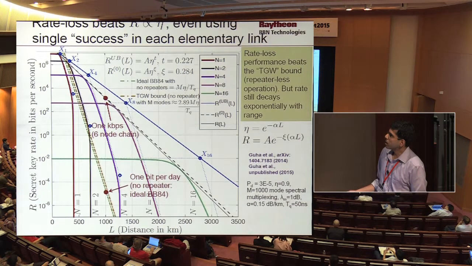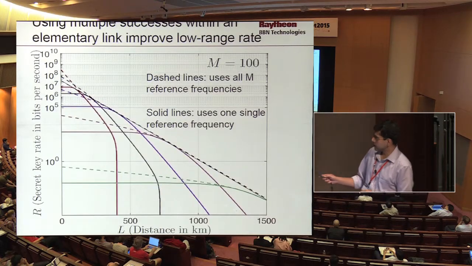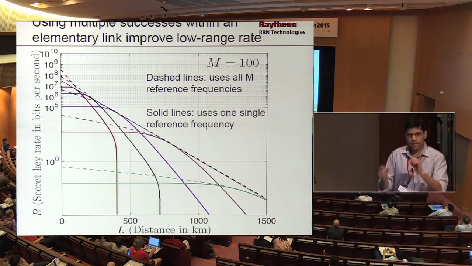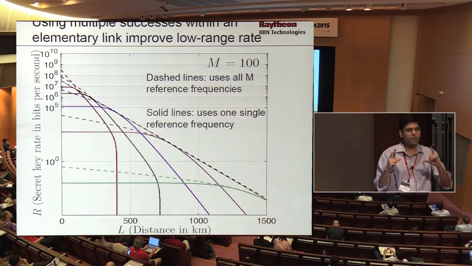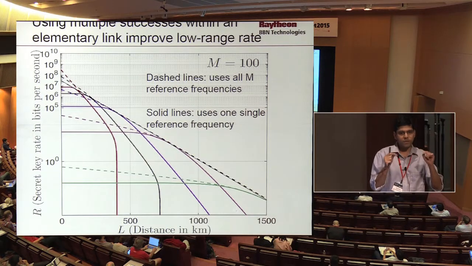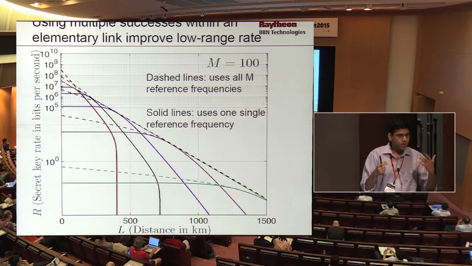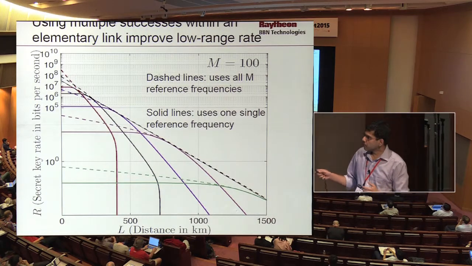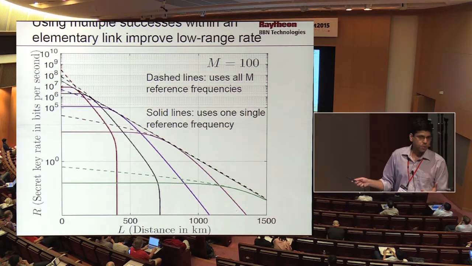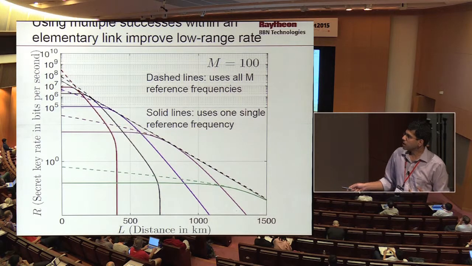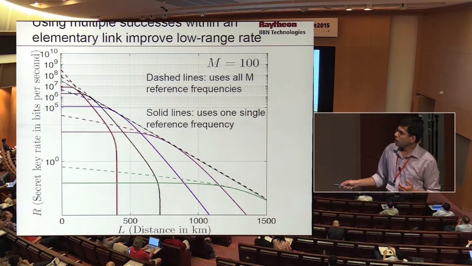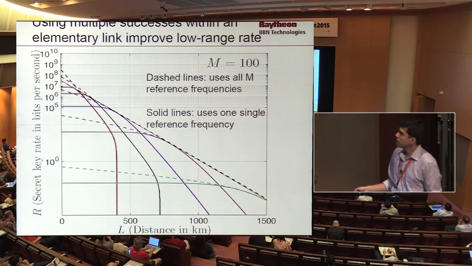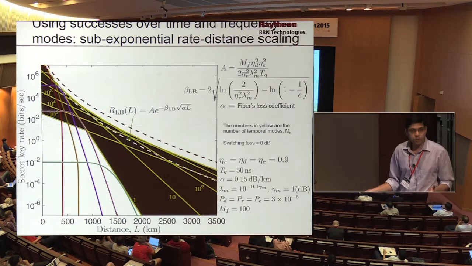And finally, I want to talk a little bit about the part where we take into account multiple successes at the elementary links. As I mentioned, there are many frequency channels, and if you have a lot of them, the probability that at least one of them is successful is very high. But then, in general, you can get more than one success. In the previous plots, we weren't using those multiple successes. But if you do use them, it turns out that you get an improvement only in the flat part of it, not so much the rest of it. So in the low loss regime you can get a little improvement. This is nice, but you can do better if you use time modes.